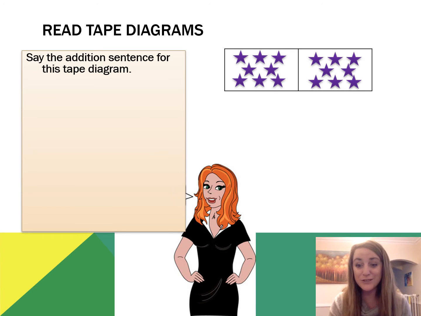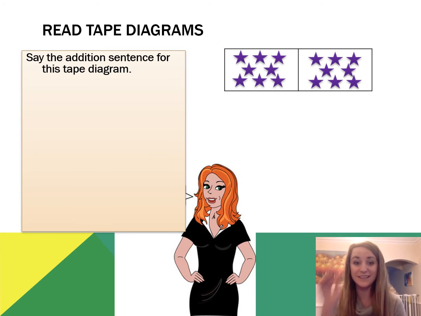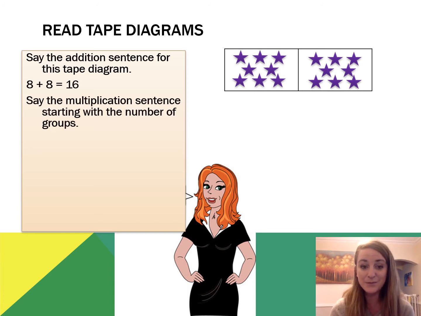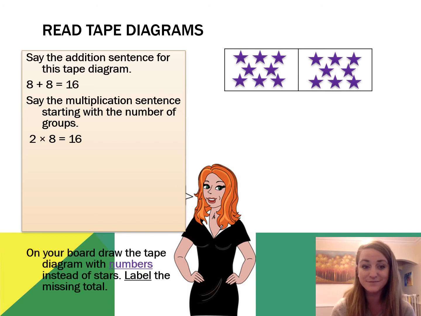Great job. Switch to whiteboard mode or prepare a pencil. Write down the addition sentence that you see on the whiteboard. Go. 8 plus 8 equals 16. Say the multiplication sentence starting with the number of groups. 2 times 8 equals 16.